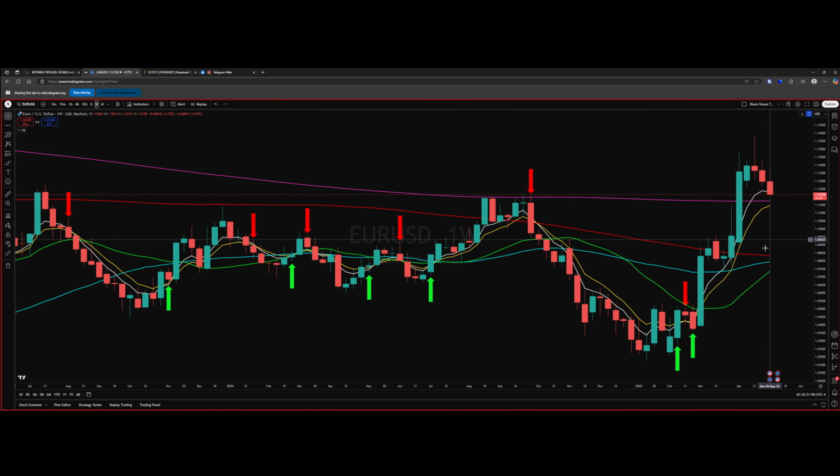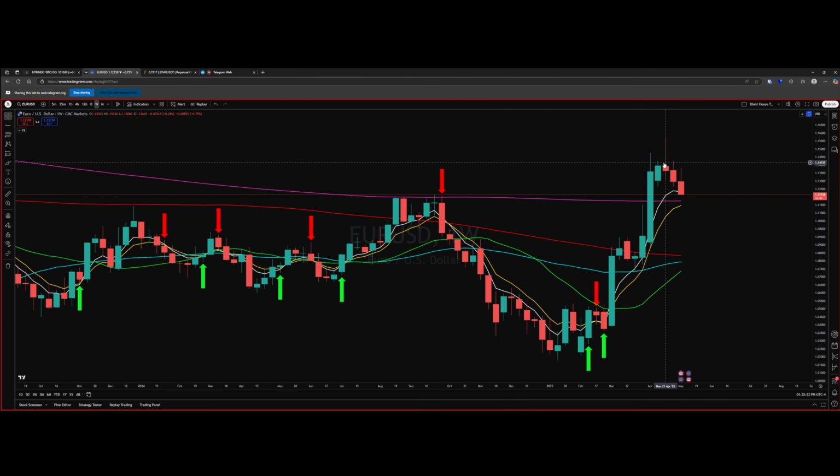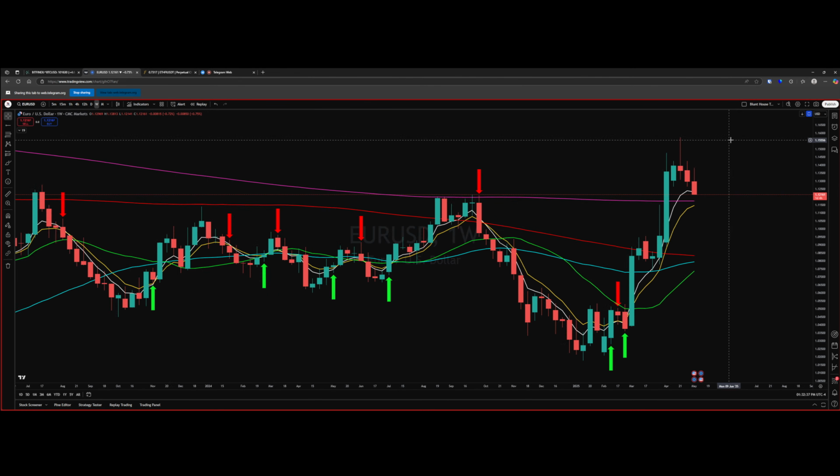Right? So this could find support in here and then start to bounce again. And if it does that, we talk about how when it breaks down, it takes out the previous wave's low. If it was to move higher, it's going to look to take out the previous wave's high.